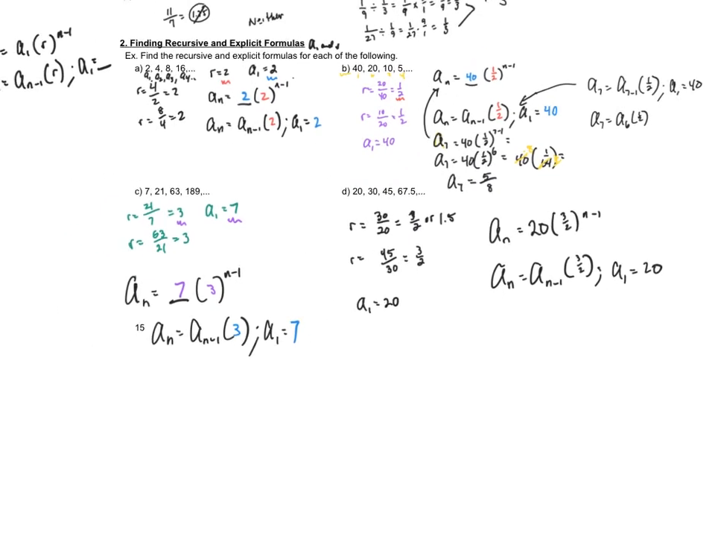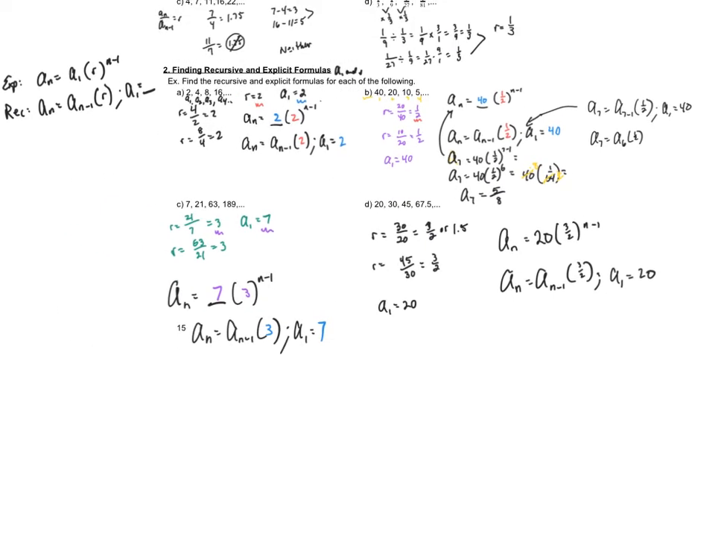We have broken down some explicit and recursive formulas. We have identified our R value, our A1 value, and then created those formulas, which allow us to go anywhere we need to in the sequence. So remember, when dealing with geometric sequences, they are similar to our exponential functions, and of course, our explicit geometric sequence will allow us to go to any term. And then our recursive formula will allow us to go to the next term in a sequence.